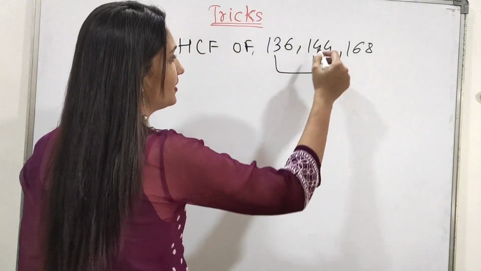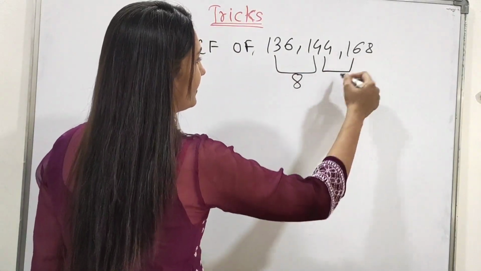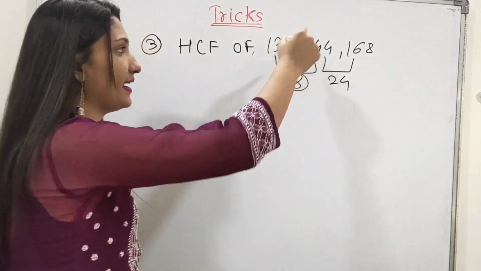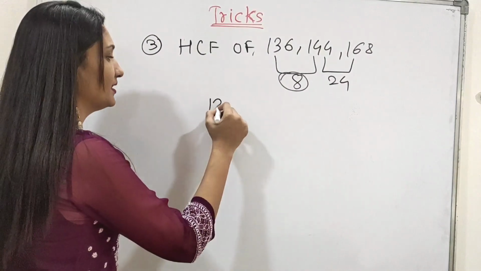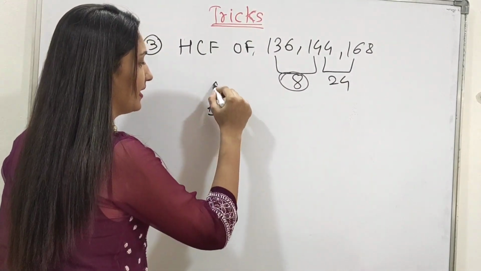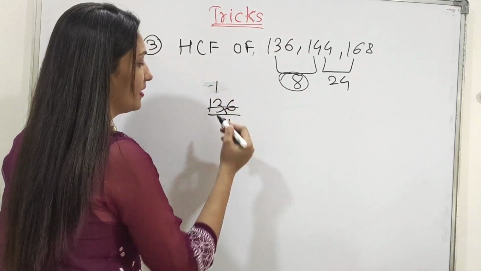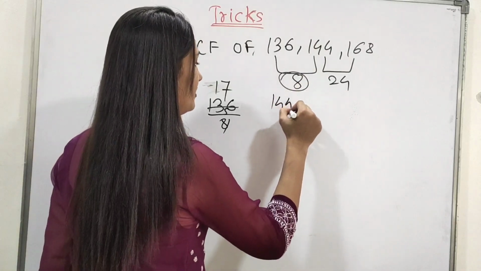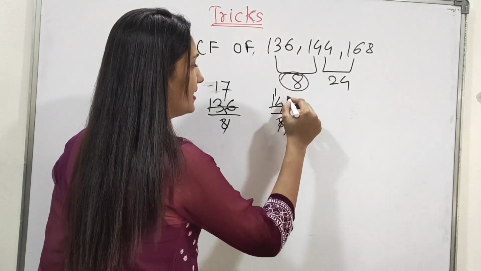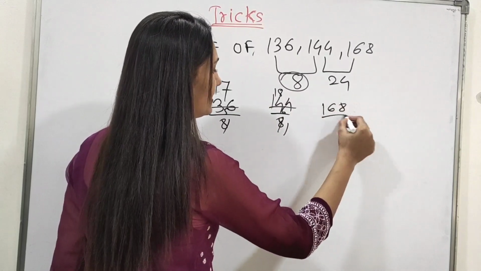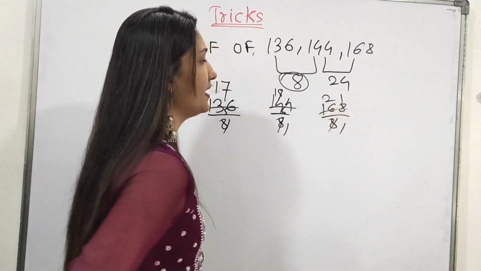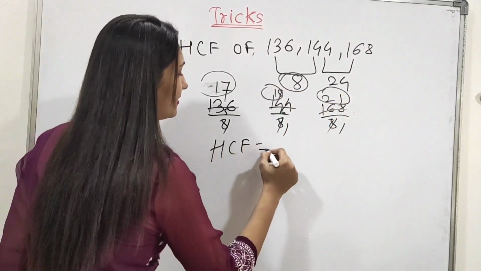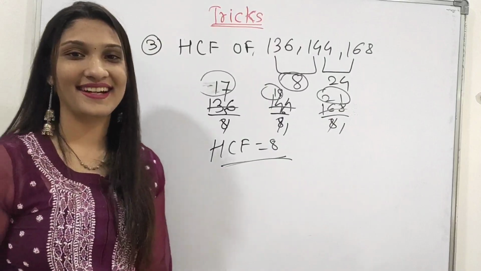Okay. So find HCF of these numbers. Difference is 136, 144, 8. And here difference is 24. Which is the least number? 8. Can 8 divide all these numbers? 136 divided by 8. 8 ones are 8, 8 sevens are 56. Then 144 divided by 8. 8 ones are 8, 8 eights are 64. And 168 by 8. 8 twos are 16, 8 ones are 8. So we got all the exact numbers. Yes, so HCF is 8.